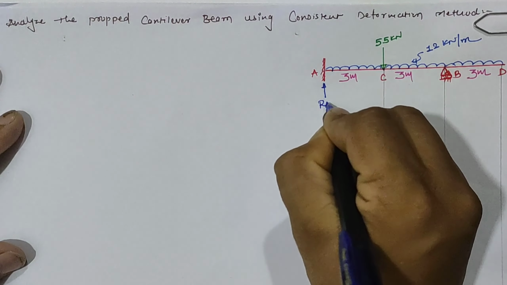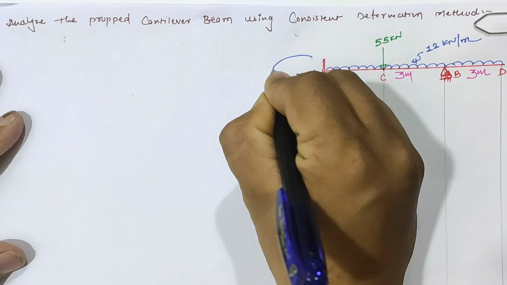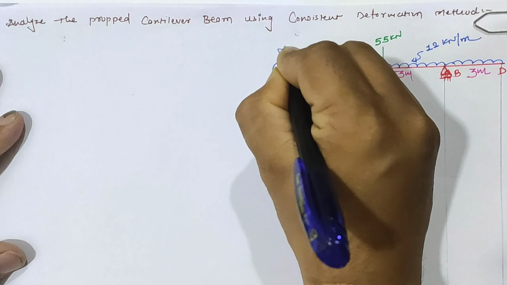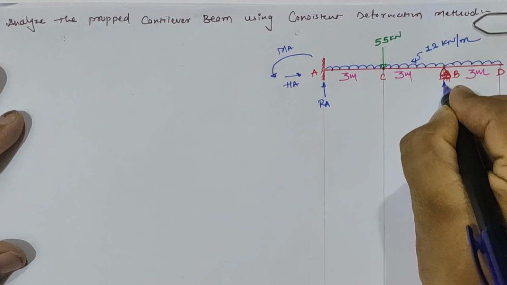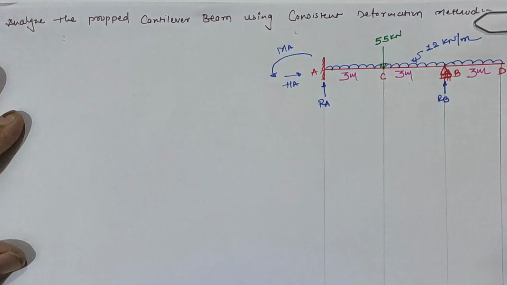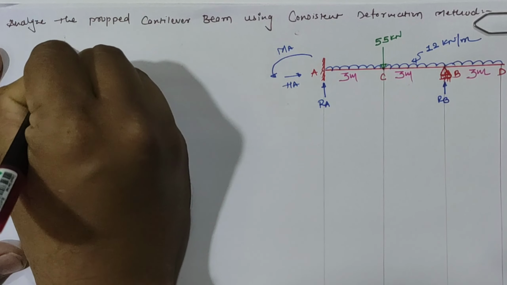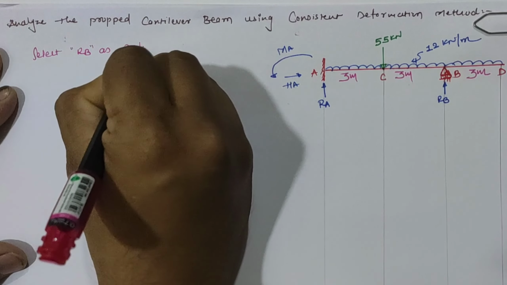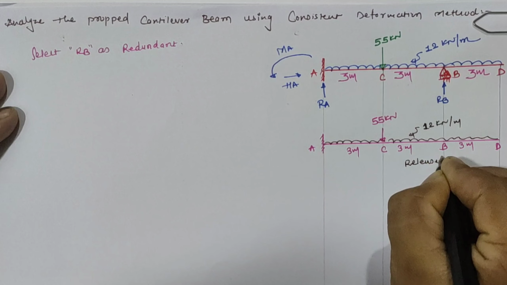we have a vertical reaction RA, horizontal reaction HA, and an assumed direction of moment MA in the anticlockwise direction, and at the roller support it is vertical upward as RB. And if we select RB as the redundant, the released structure after selecting the redundant RB is as shown in the figure.